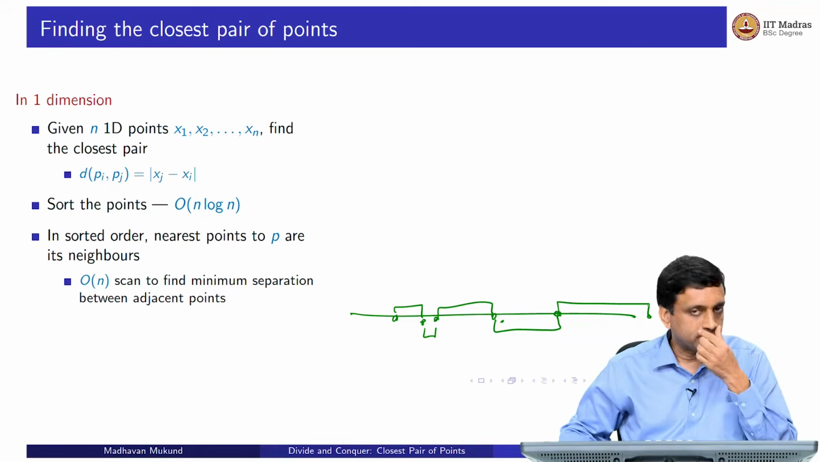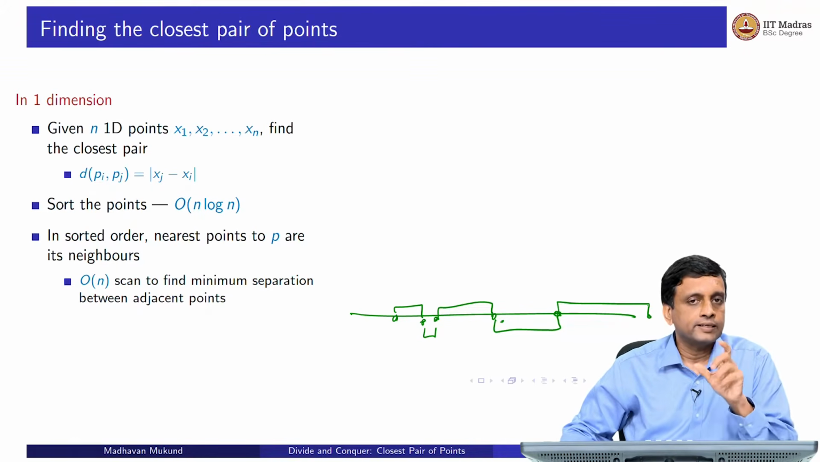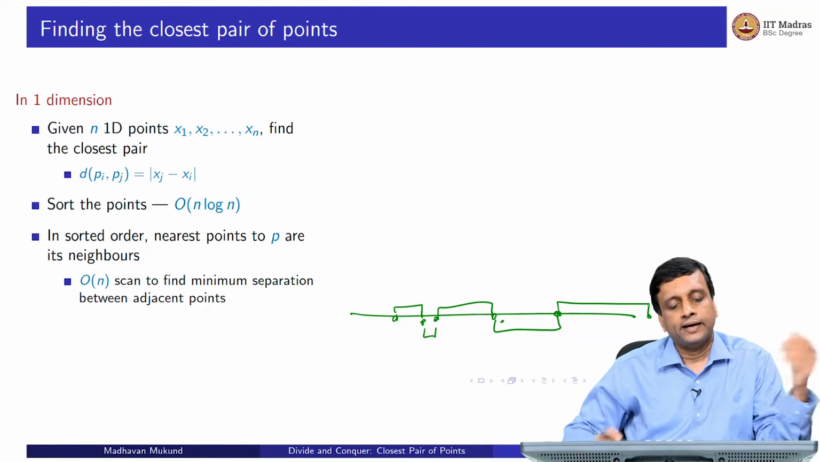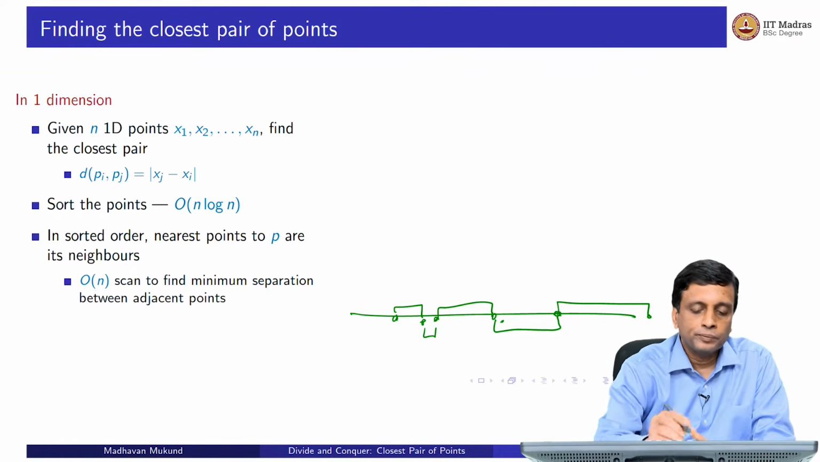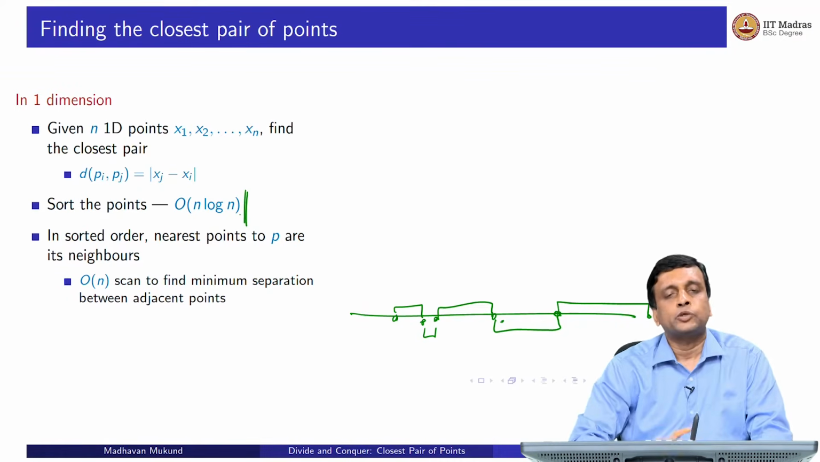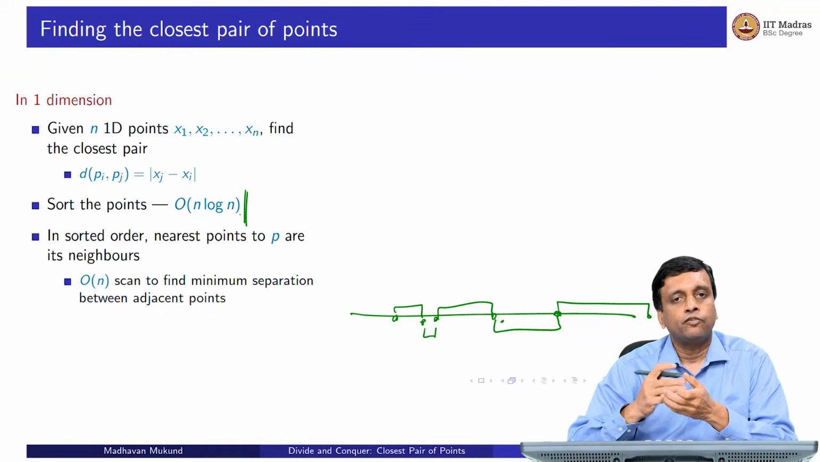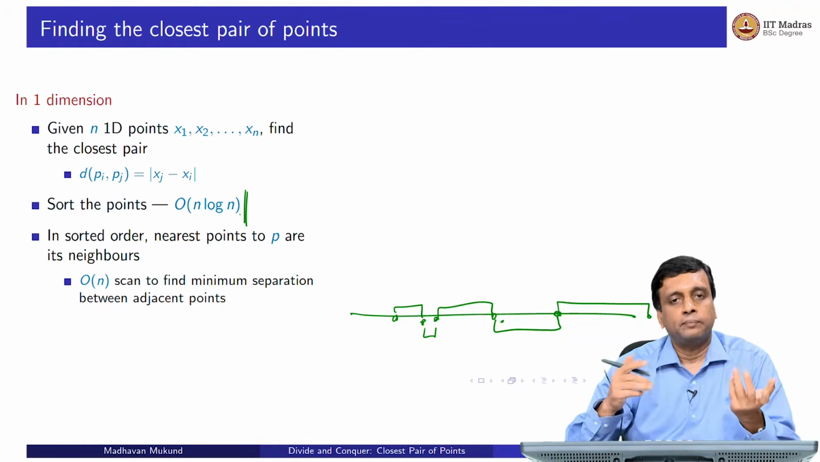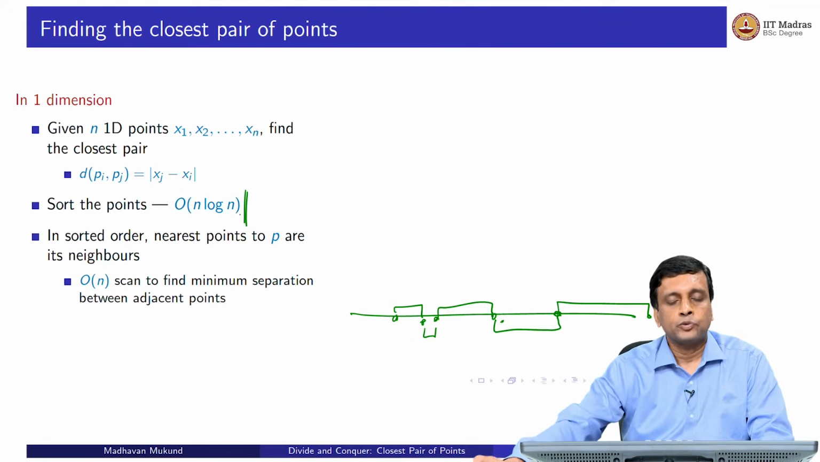The number of gaps is n minus 1. I have n points, so I have a gap between the first and second, and third and so on. So I can do one scan, and in order n time I can scan all the points to find the minimum separation between adjacent points. So the problem has been reduced from n squared to n log n, which is the time it takes to sort the points. So this is our motivation for looking for a better algorithm than n squared in 2 dimensions. If I can do it in n log n in 1 dimension, can I do something cleverer than n squared in 2 dimensions?